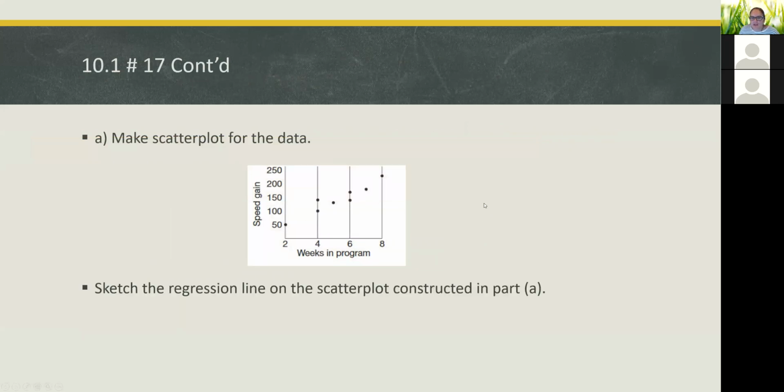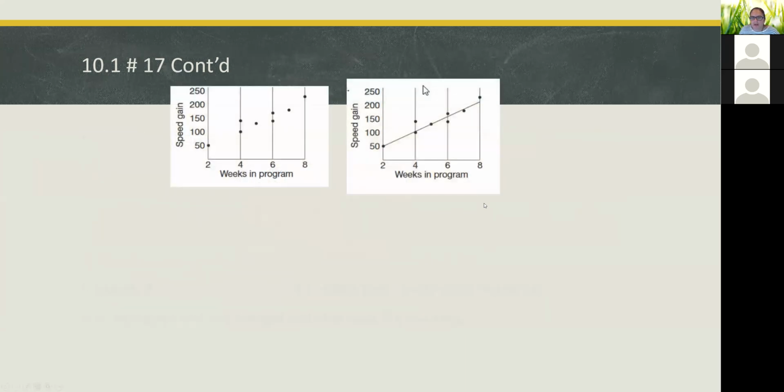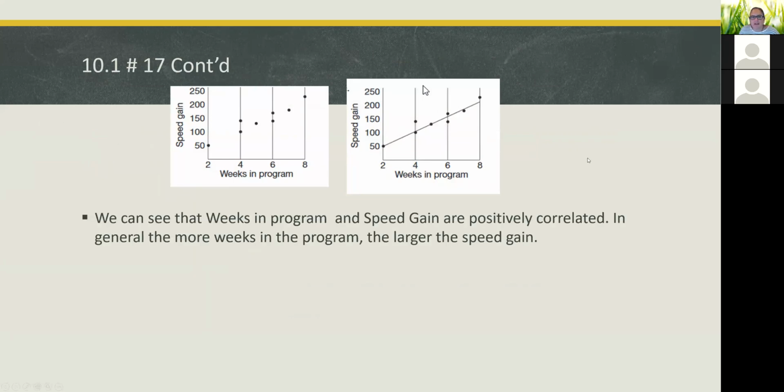And then next, we'll sketch the regression line. And it looks kind of like this. Okay, so it's just a best fit line that fits the data. And we can see that these two variables are positively correlated. So in general, the more weeks that a student is in the program, the larger their speed gain. I think this is a good stopping point.